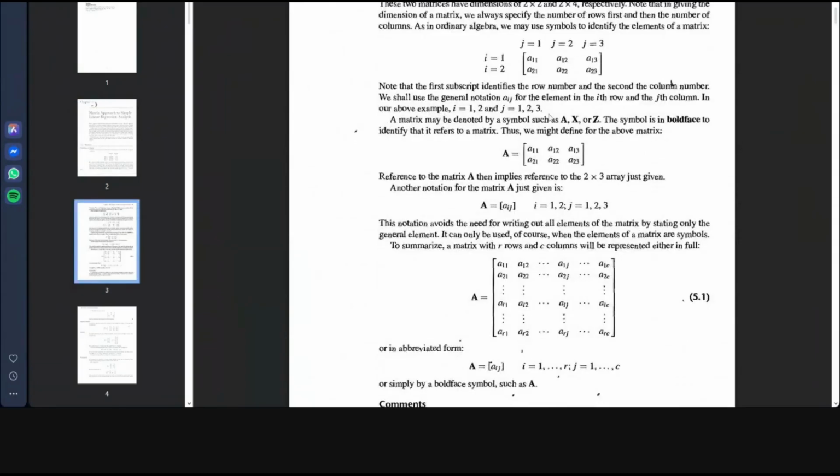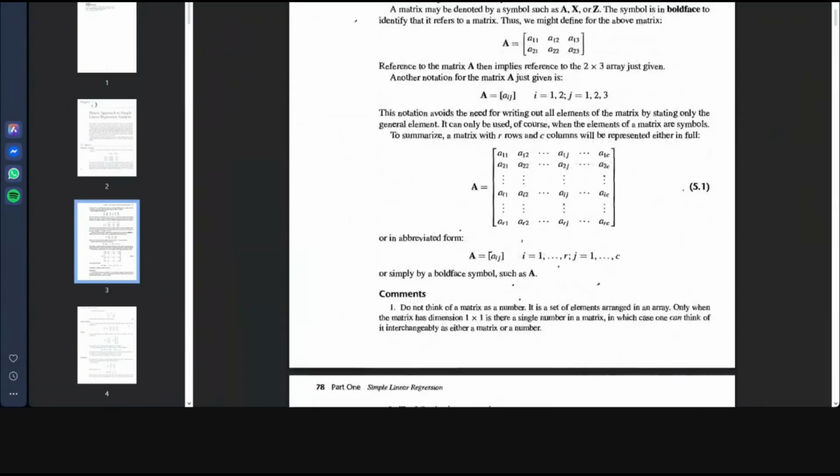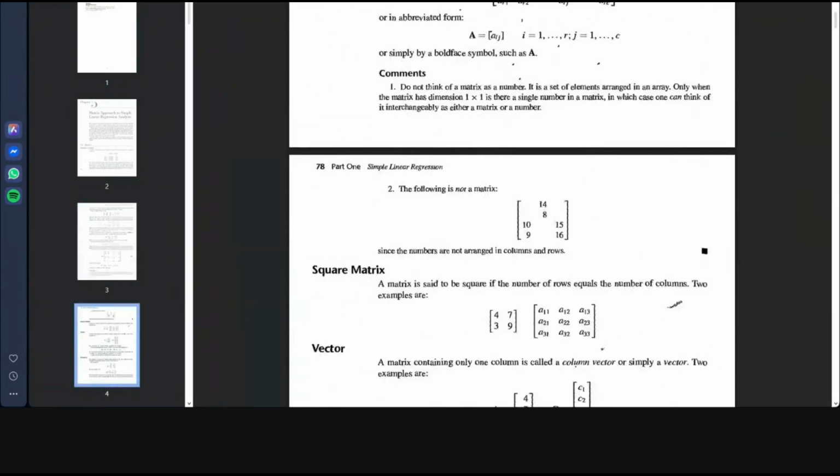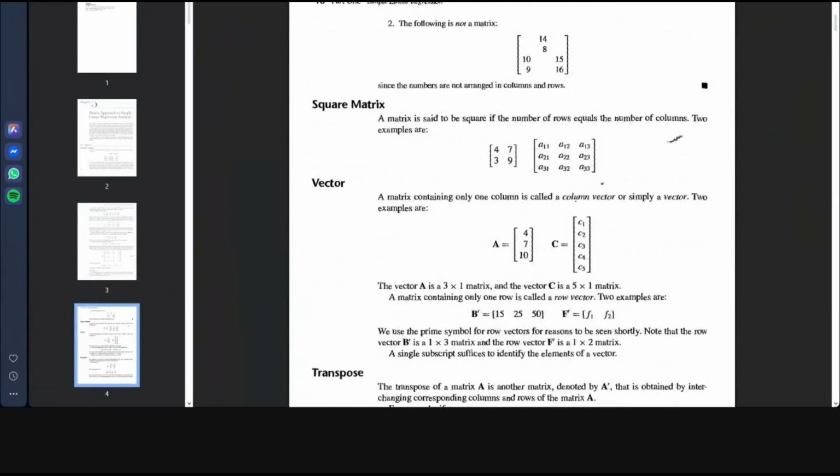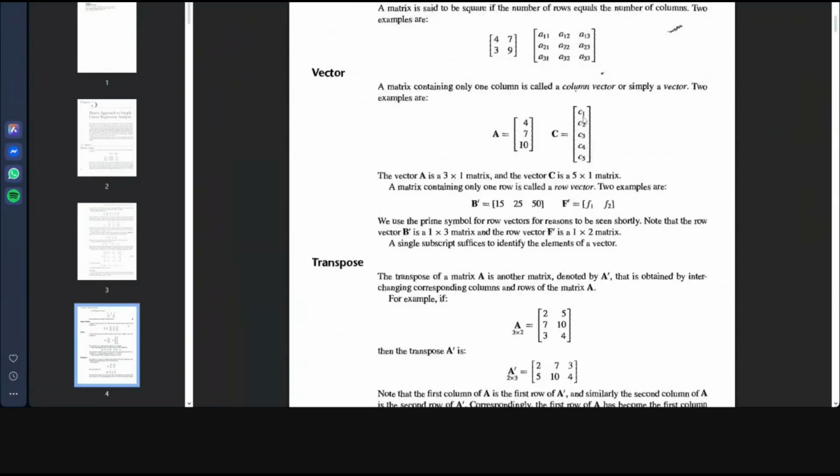And a few things. We often denote a matrix by a capital letter. The entries in the matrix are a related lowercase letter. And the first subscript is the row it's in. The second subscript is the column it's in. All right. So you can see that notation there. A square matrix is a matrix that has an equal number of rows and columns. That's it. A vector is a matrix with one column. So you can see some examples here.